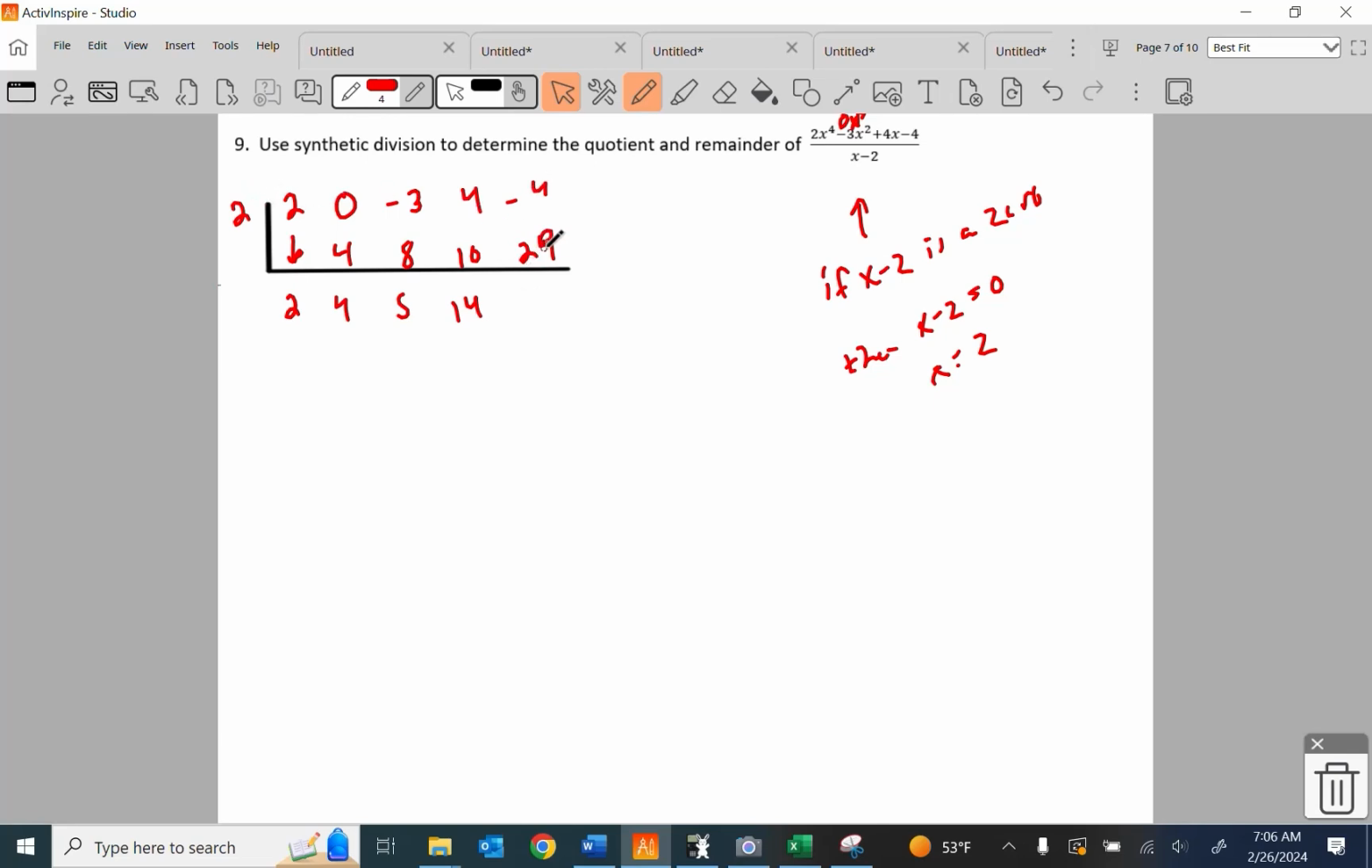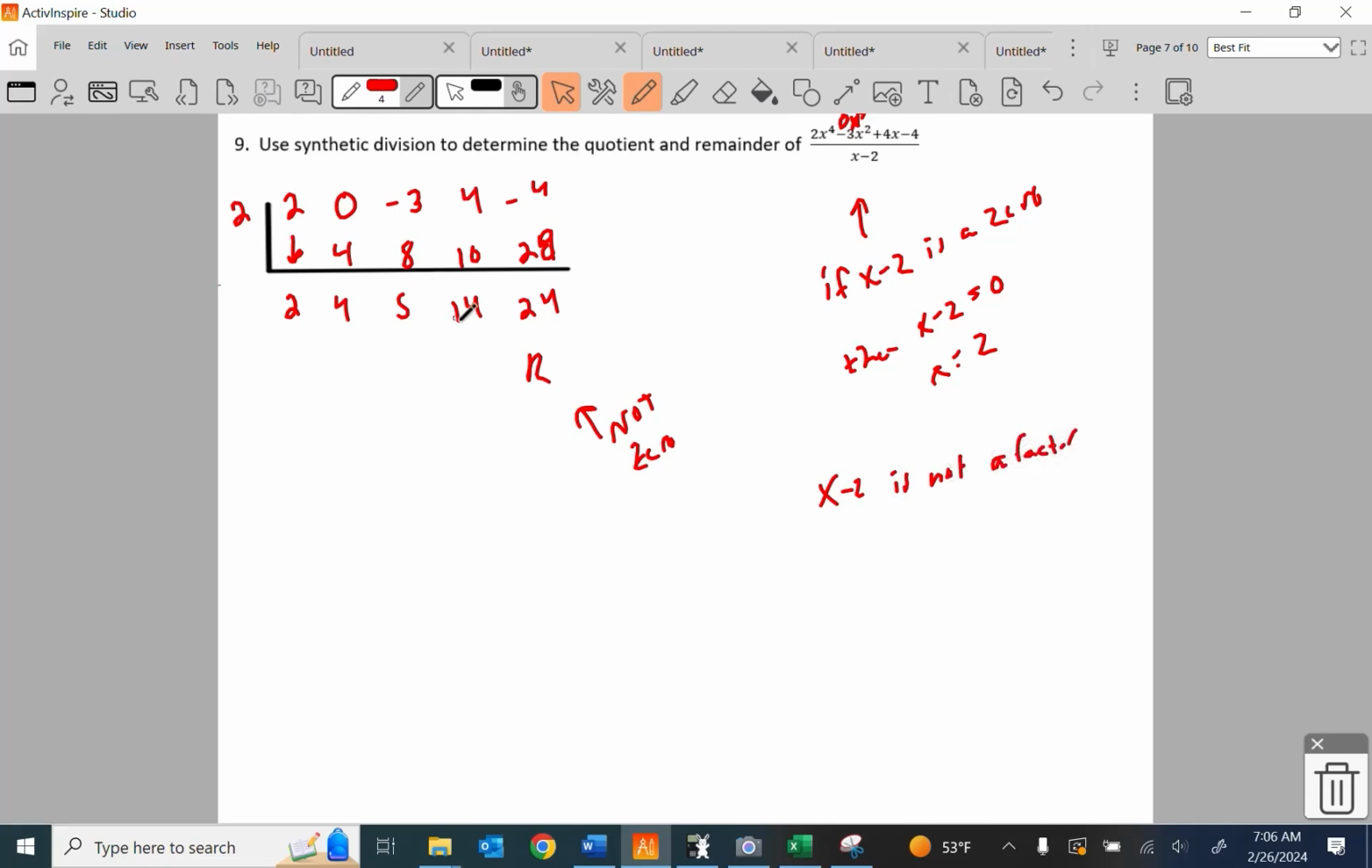That should be 28. I was thinking about the final answer. I'm just checking to make sure I didn't make any mistakes. And it doesn't look like I did. This is my remainder. Notice it's not 0. X minus 2 is not a factor.